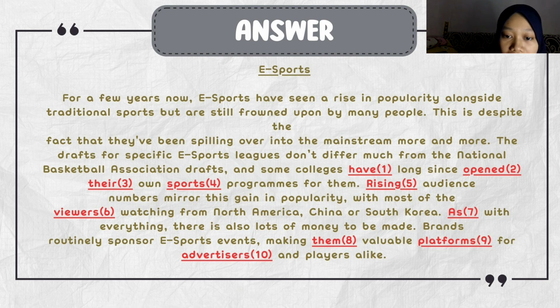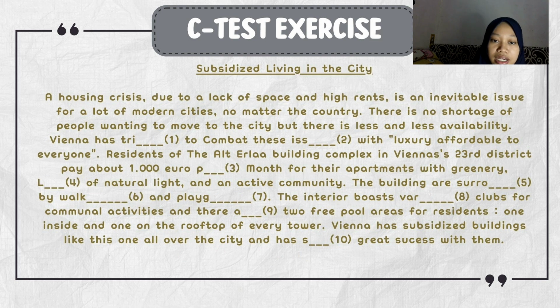For number 1, the answer is have. Number 2, opened. Number 3, their. Number 4, sports. Number 5, rising. Number 6, viewers. Number 7, as. Number 8, them. Number 9, platforms. Number 10, advertisers. The second C-test exercise, the title is Subsidized Living in the City.